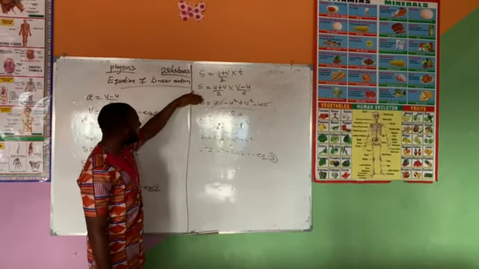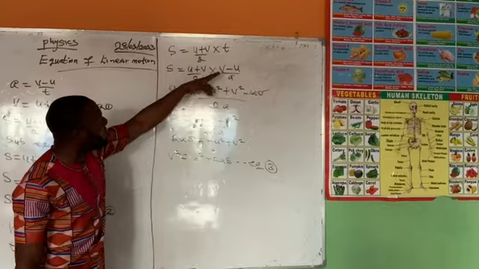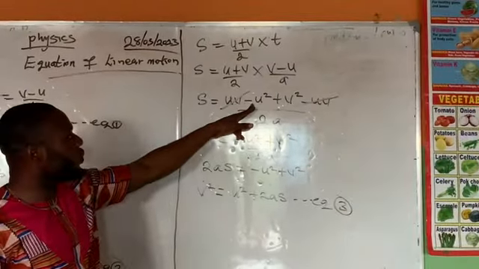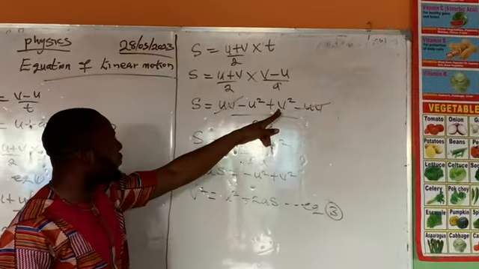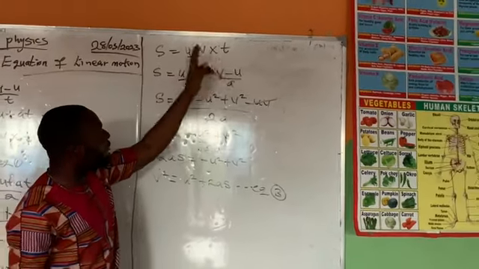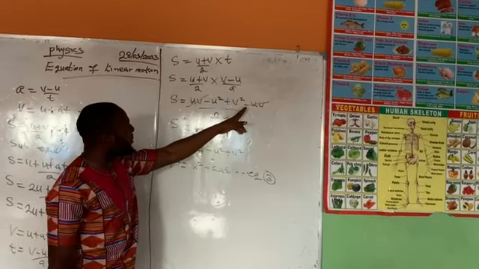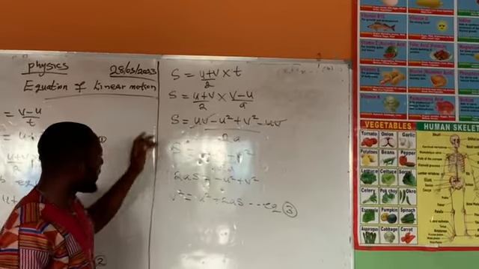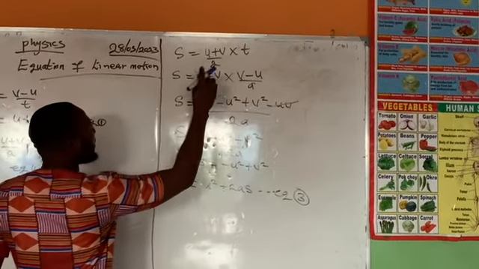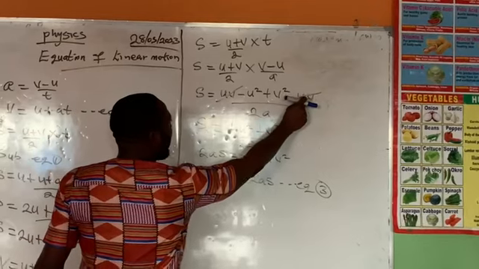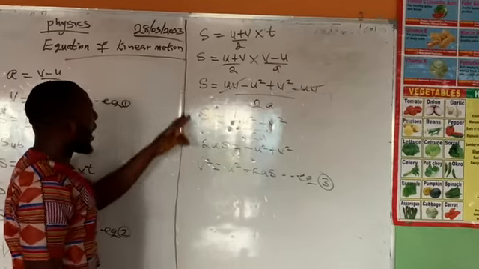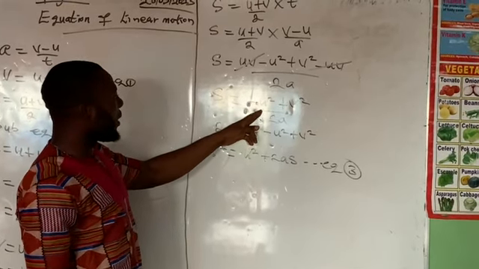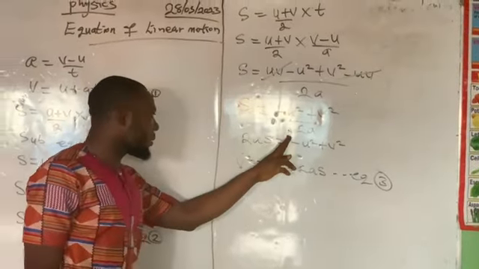And that gave us that s is equal to u times v will give us uv, and u times minus u give us minus u squared, plus v times v give us v squared, plus v times minus u, because plus times minus will give us minus, and v times u will give us uv. All over 2 times a will give us 2a. Collecting the like terms, uv minus uv will give us 0. And we have s is equal to minus u squared plus v squared over 2a.